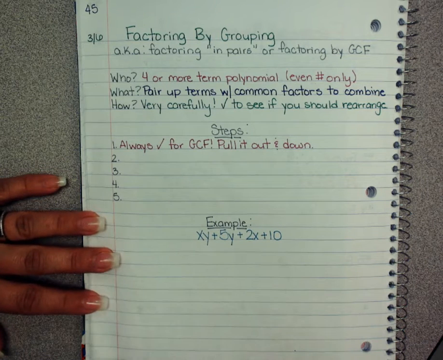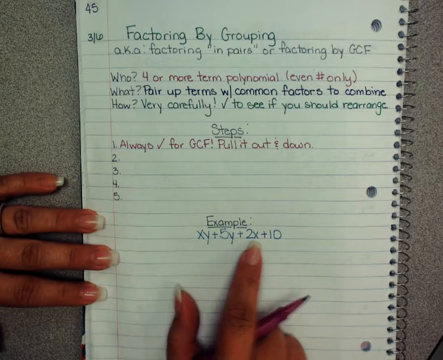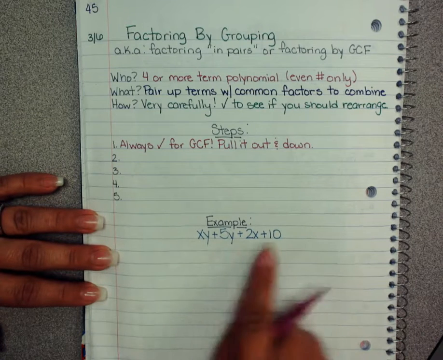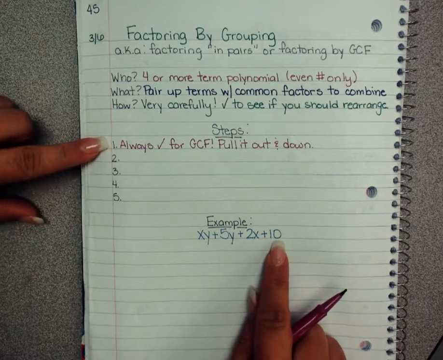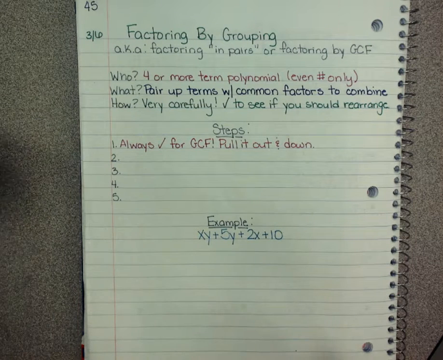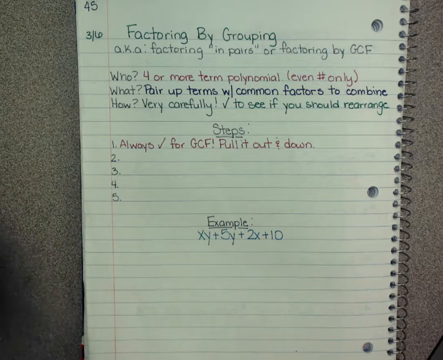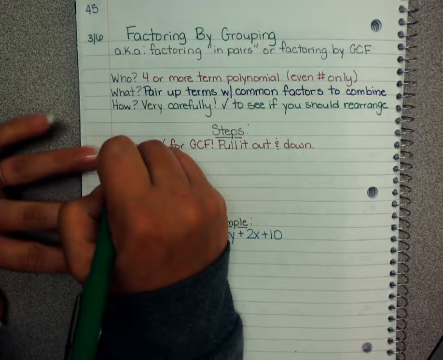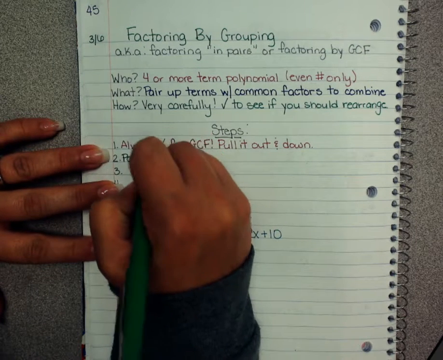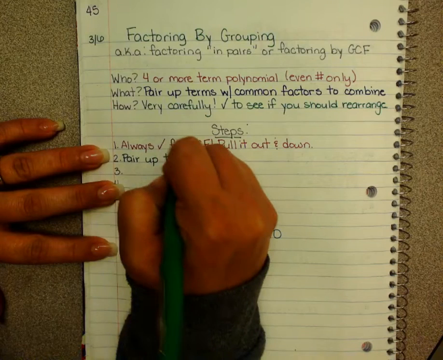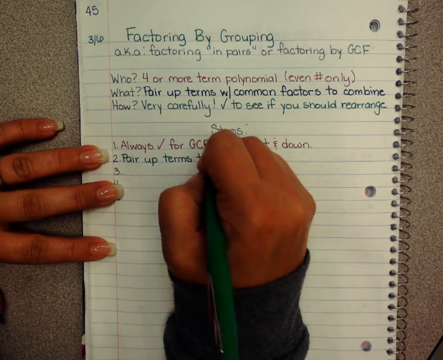In our case, we have xy plus 5y plus 2x plus 10. All 4 of them have to have something in common for step number 1. In this case, all 4 do not. So step number 1's done. They have nothing in common, we have nothing to pull out. Step number 2: pair up terms that may be similar.